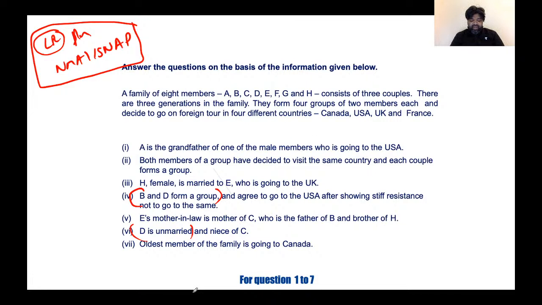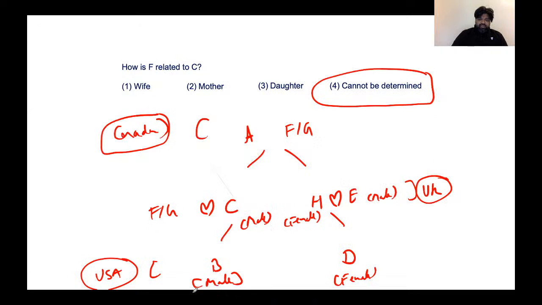Please check it again. Take a couple of minutes. See what I have done. F is related to C. So F could be a wife or the mother. So wife, mother, both are there. So we'll say cannot be determined.